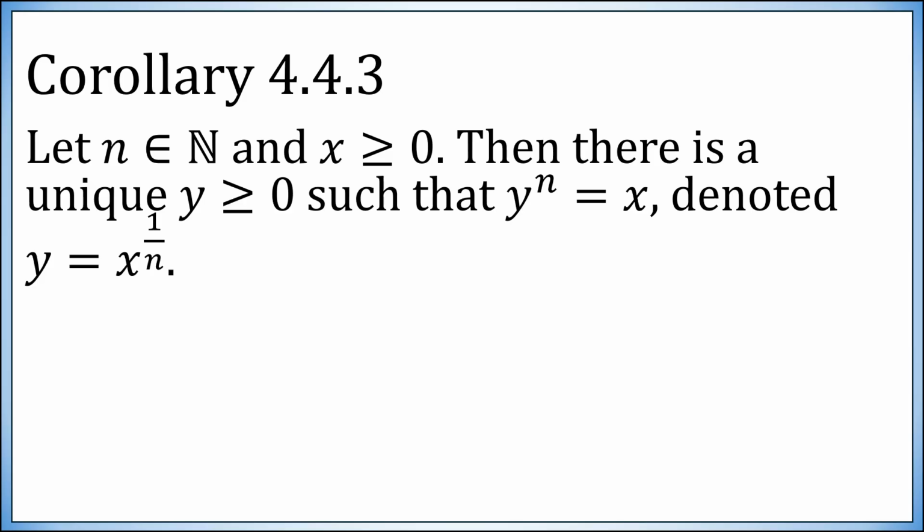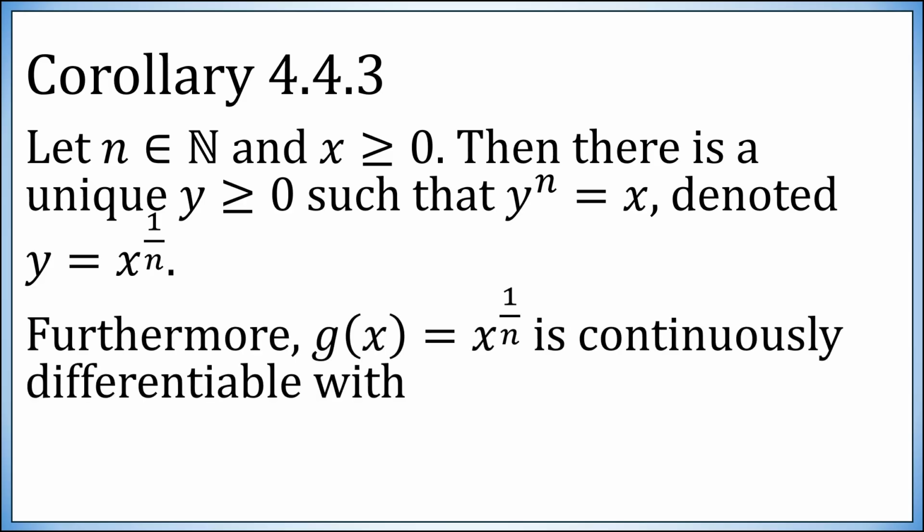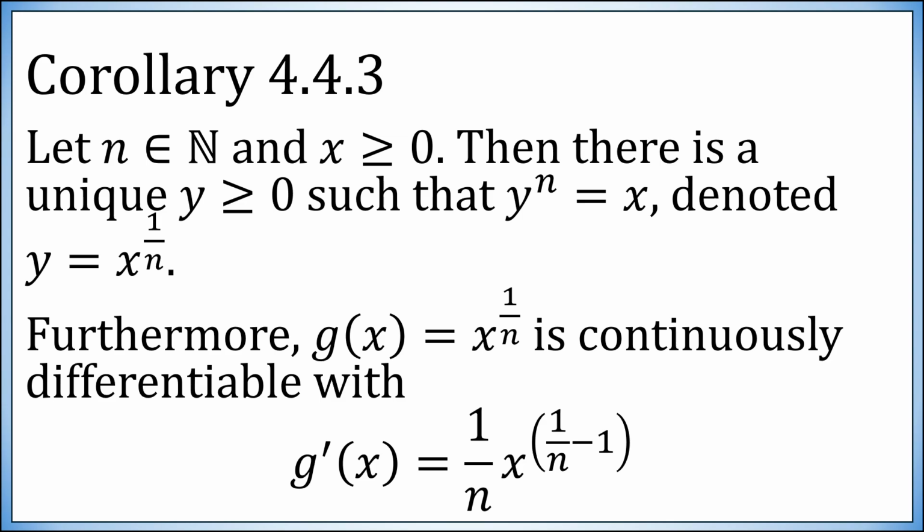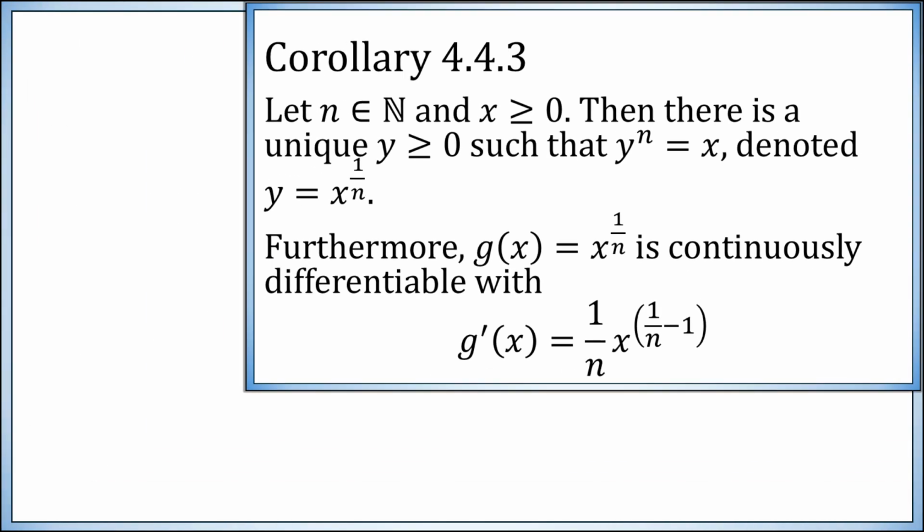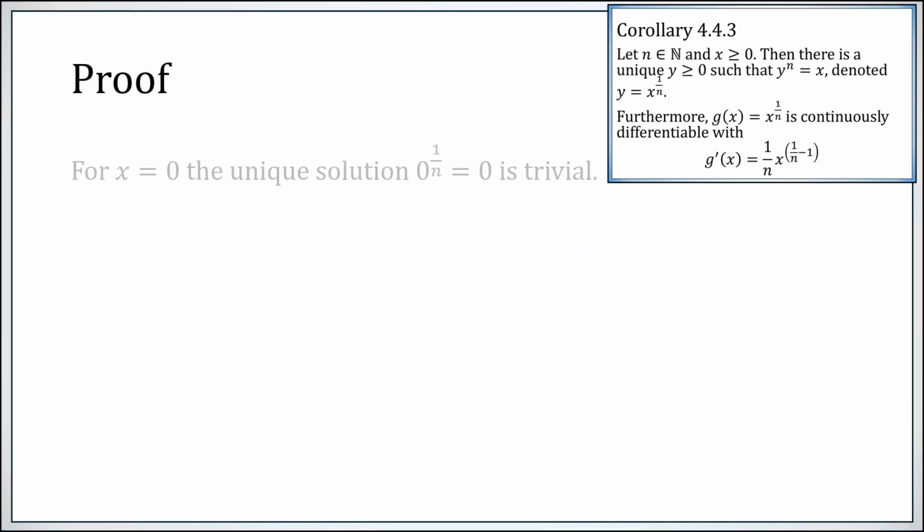So let n be a natural number, let x be non-negative. There is a unique non-negative y, so that y to the n is equal to x. We will therefore call y the nth root of x, or x to the 1 over n. Furthermore, this function, g of x given by the nth root of x, is a continuously differentiable function whose derivative follows the form that you would expect. So we can prove this.